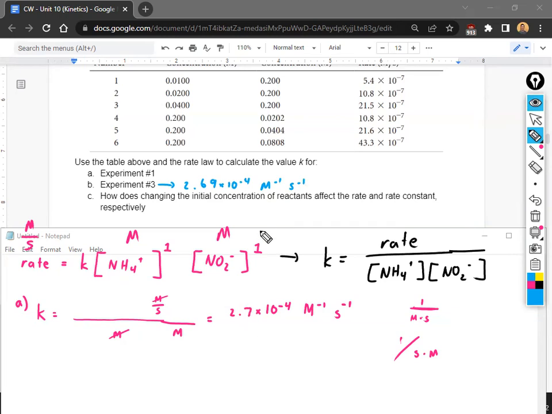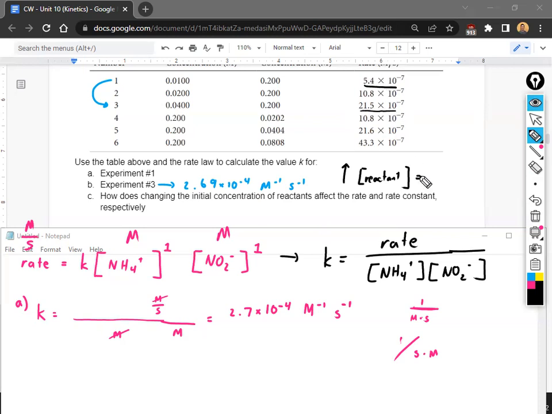Let's take a look at these two experiments and compare them, and then we'll be all done for today. We have experiment 1 and experiment 3. If you're comparing the two experiments, what happens to the reactant concentration between the two? They go up. So as you increase the reactant concentration, what happens to the rate? The rate increases.